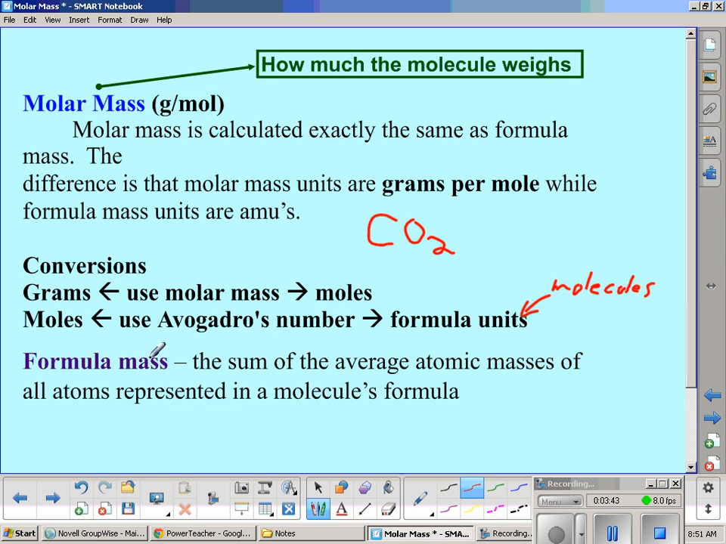Okay, so again, formula mass: the sum of the average atomic masses of all atoms represented in a molecule's formula. So formula mass, the mass of the molecule, you can still measure in grams per mole or atomic mass units. So there's lots of different units we could use, and they're essentially the same.